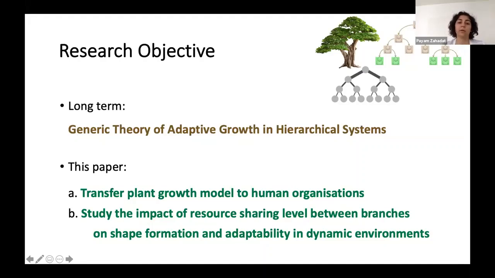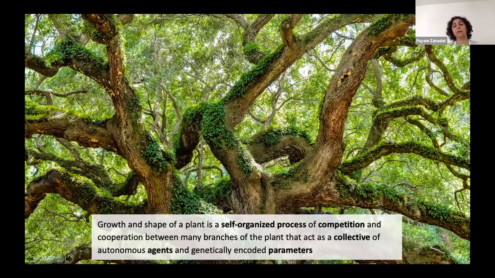So let's have a look at plants first. Plants are not so famous for their swarm and collective behavior, but one can actually see all these branches of a plant as autonomous agents which, in a self-organized process, shape the structure of the plant. So by competition and collaboration between these autonomous agents, we get a shape for this plant. Also, there are genetically encoded parameters which are important here.